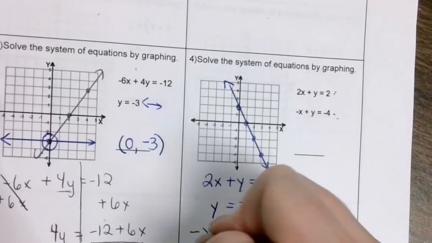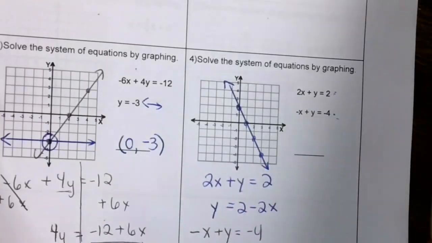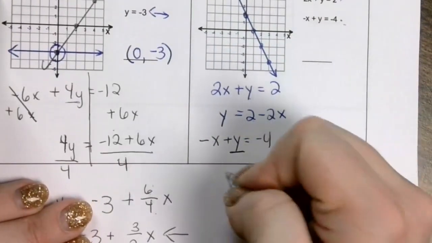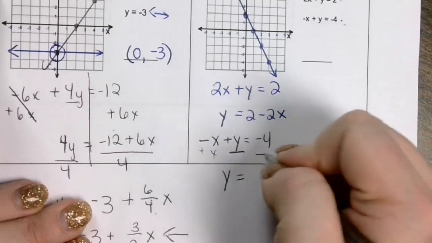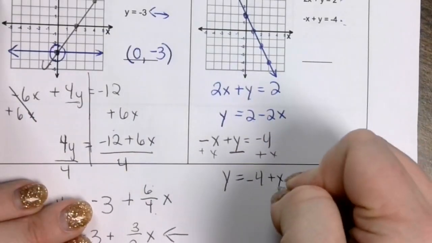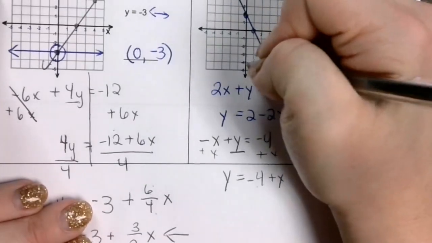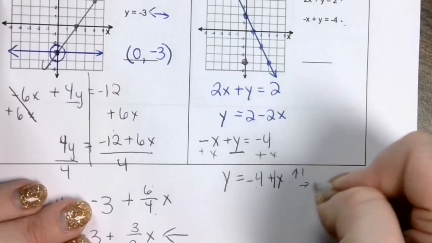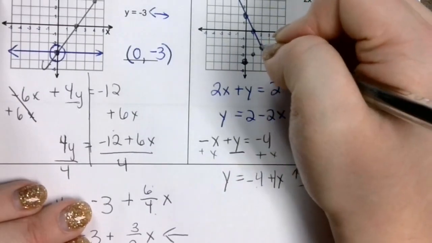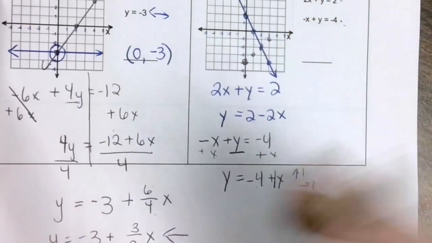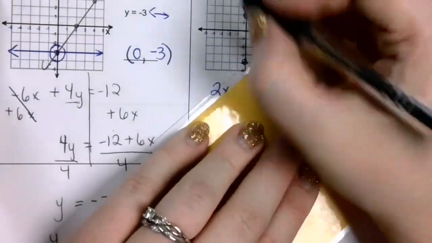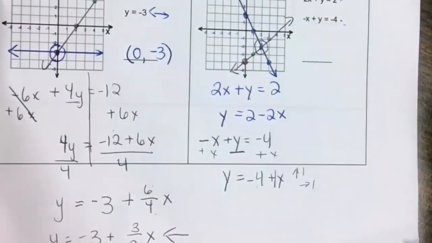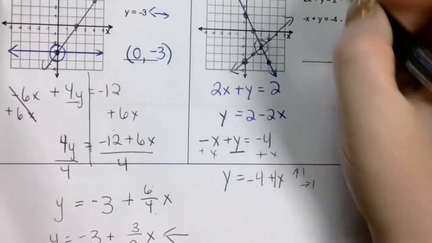Our next one, negative x plus y equals negative 4. Again, you have to solve for y. So y equals, I'm going to add x to both sides, so I get negative 4 plus x. So what that tells me is my y-intercept is negative 4, and my slope is 1x, which means we're going to go up 1, right 1. I'm going to do that a couple times just to make sure I get a nice line. Connect them. And then my answer is the intersection. So this is 2, negative 2.